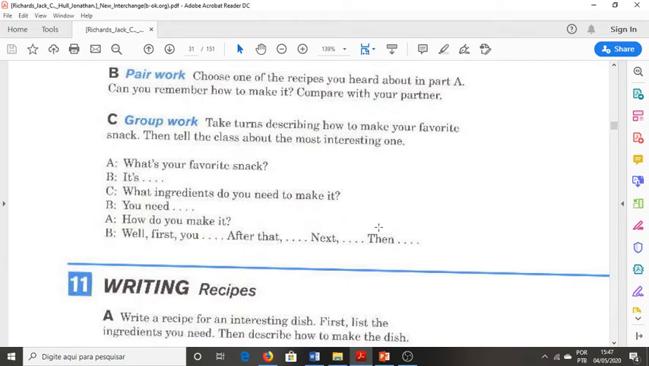There are some models for the students to follow. For example, what's your favorite snack? It's, and then the students complete. What ingredients do you need to make it? You need, then students complete. So these models are there to help students on how to start, because sometimes they just tell them, okay, now speak. They don't know where to start. For advanced students, no problem, but basic and intermediate students need some prompts like these ones, some models for them to follow.